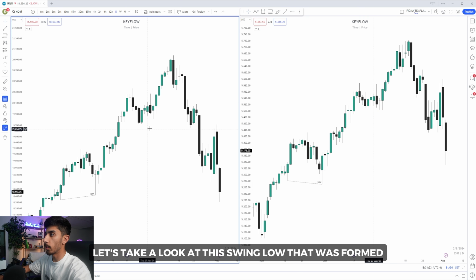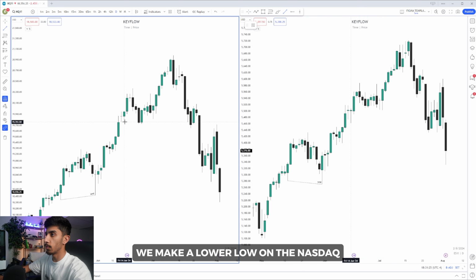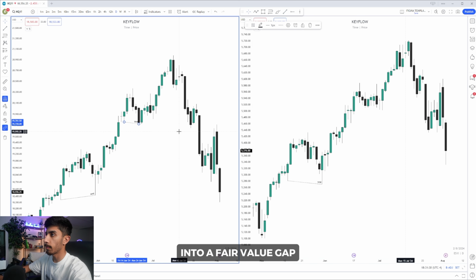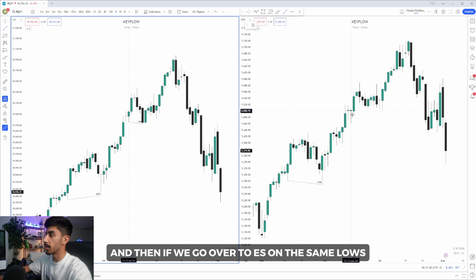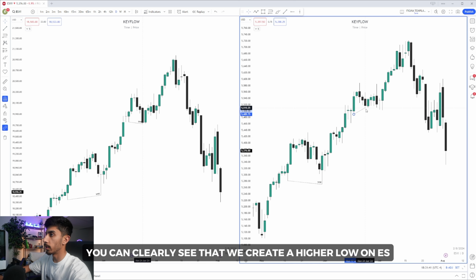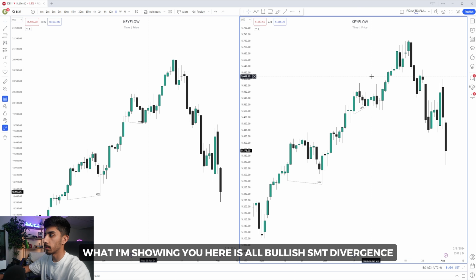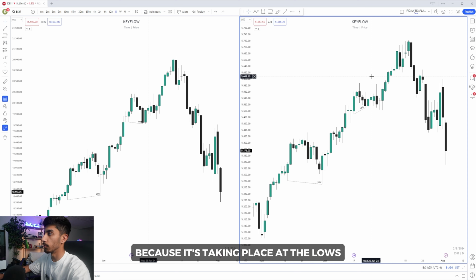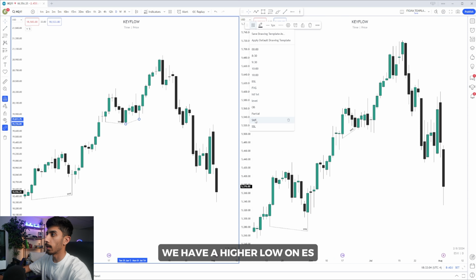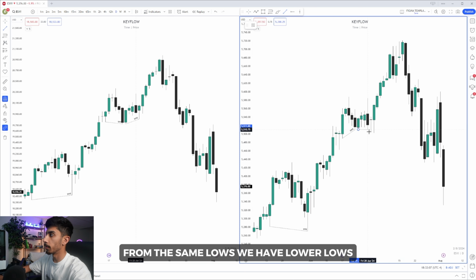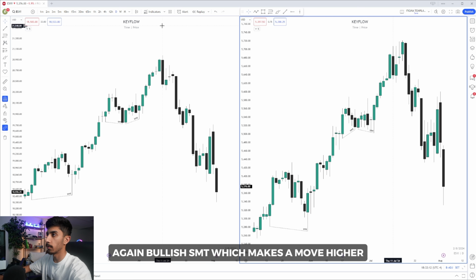Let's take a look at this swing low that was formed up here. You can see we make a lower low on the NASDAQ into a fair value gap. So right here is your lower low. And then if we go over to ES on the same lows, you can clearly see that we create a higher low on ES. What I'm showing you here is all bullish SMT divergence because it's taking place at the lows. We have another swing low right here. You can see from this low to this low, we have a higher low on ES. From the same lows, we have lower lows. Again, bullish SMT makes a move higher.